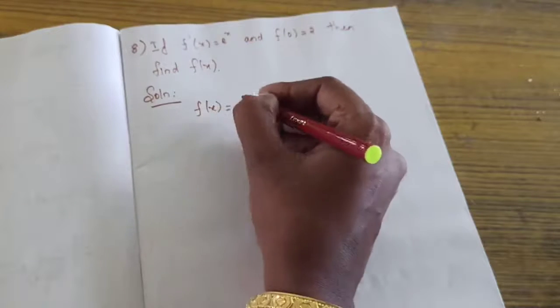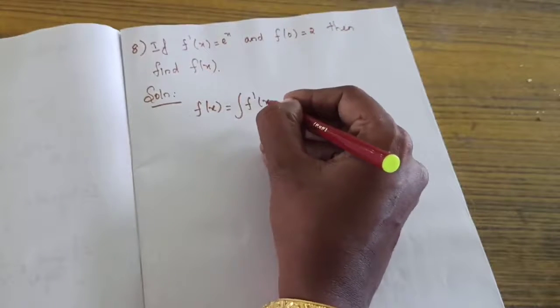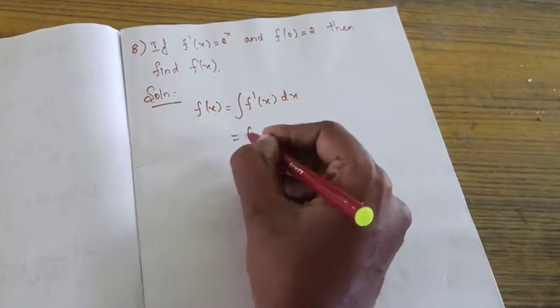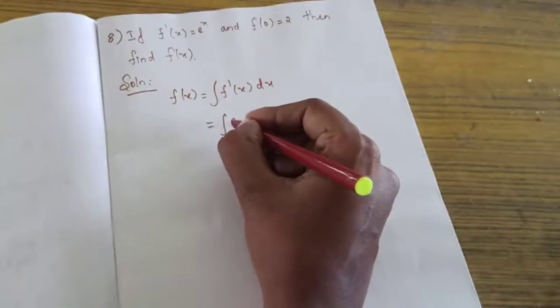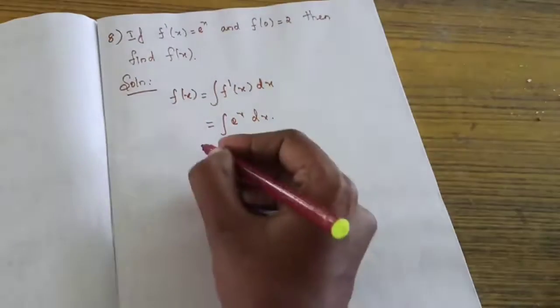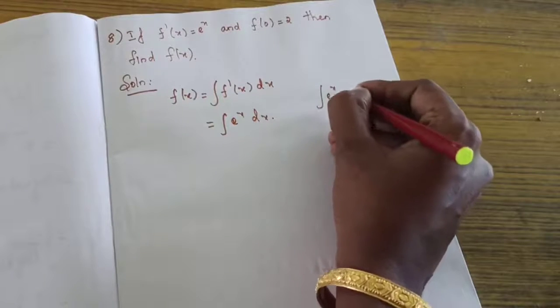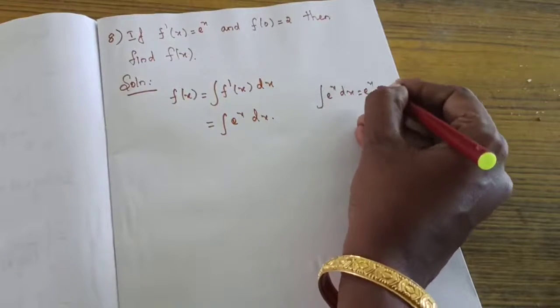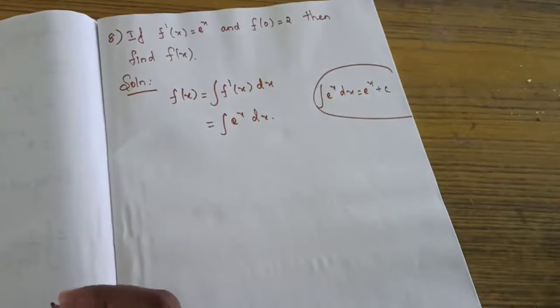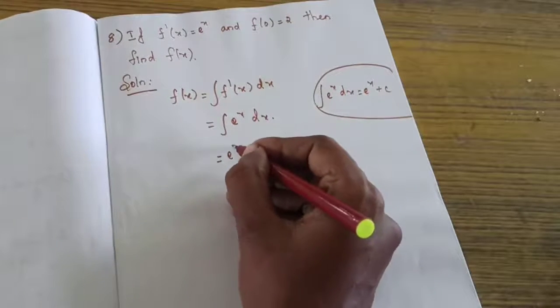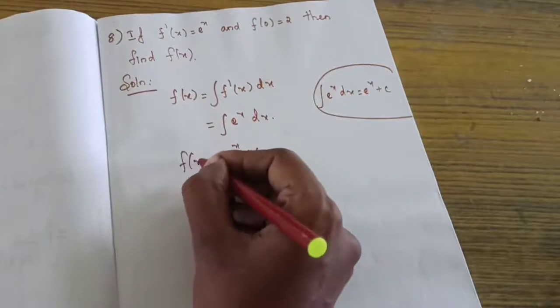That is, f of x is equal to the integration of f dash of x dx. That's equal to the integration of, what is f dash of x? e power x dx. So what's the integral of e power x dx? e power x plus c. So we are going to substitute this here. So f of x is e power x plus c. This is the value for f of x, equation number 1.